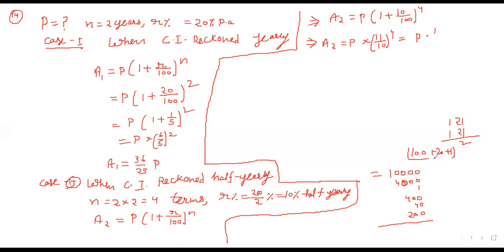2AB is, A square is 100, plus B square 400, plus C square, plus 2AB. 2 2s are 4, 3 zeros. 2AB plus 2BC 40 plus 2CA 200. Okay, so it is 14,600 and 41.